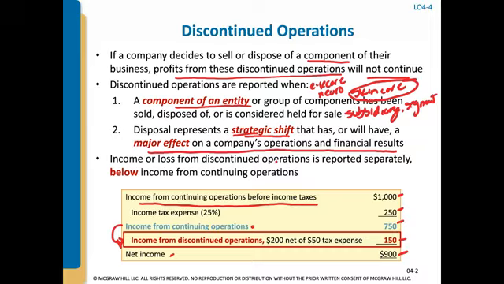We separate the discontinued operations from continuing operations because a user of the financial statement wants to know what is going to be your continuing business. If I'm going to invest or loan you money, right, or buy stock in your company, I want to know what is going to continue in the business in the following year and the following years. So that's why we separate it, because it's more representative of what the company will be like in the future.